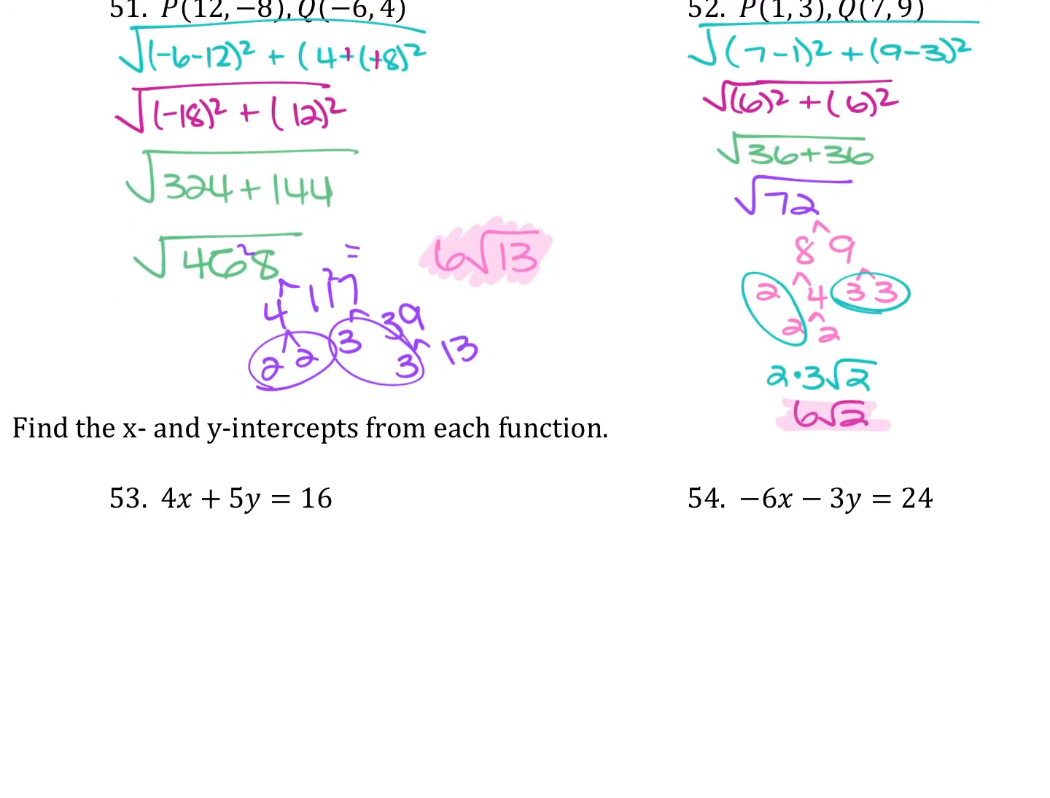For 53 and 54, you're finding the x and y intercepts from each. To find your x-intercept, you're going to plug in 0 for y. To find the y-intercept, you're going to plug in 0 for x.